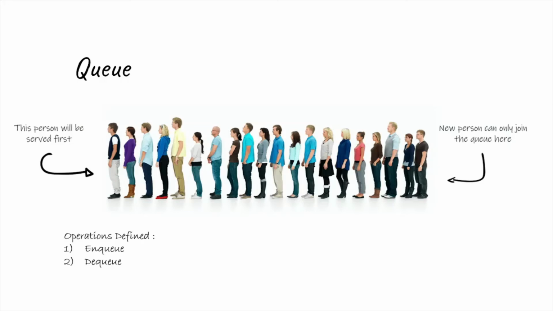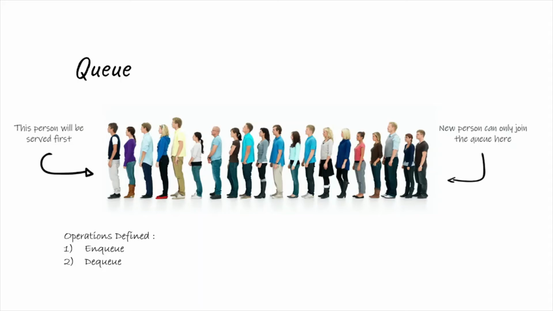Now, queue. Consider the above queue at a ticket counter. Let's say we have the following operations which are allowed. The first person in the queue will be served first and any joining has to be added towards the end of the queue. It's first in, first out.